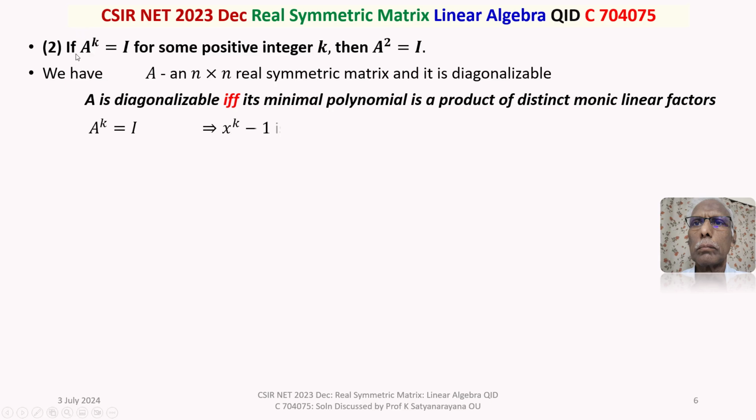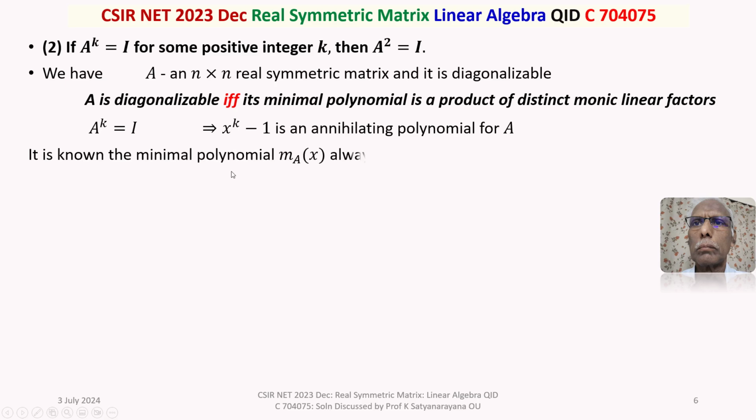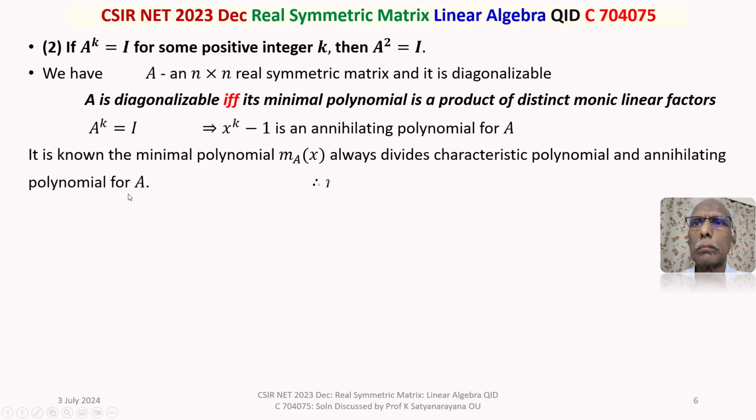Now let us take A to the power k is equal to identity. It is given to us. A to the power k is identity means A satisfies the polynomial x to the power of k minus 1. That means x to the power k minus 1 is an annihilating polynomial for A.